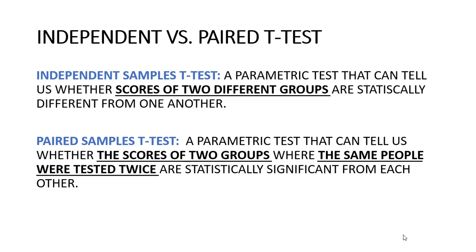So the main difference is that in the independent samples t-test, we have the scores for two different groups, while here we have different scores for one group. So we have the same subject with different scores, and we're trying to compare those scores. That's where we're going to apply the paired samples t-test.